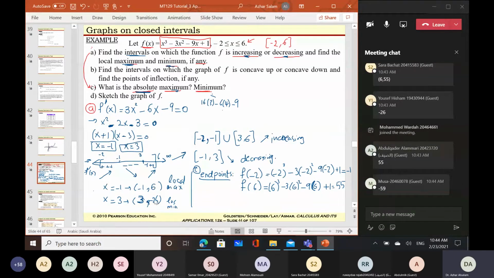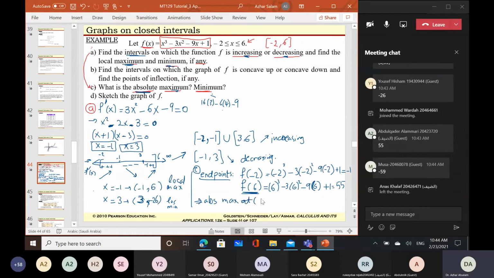Now I compare these values. I have here a maximum. So the maximum value at the y-axis is 6. And here at the endpoints, the first endpoint is minus 1, and the second endpoint is 55. I have here 55 is much greater than 6. So this point is the absolute maximum. The absolute maximum at the point 6 and 55.